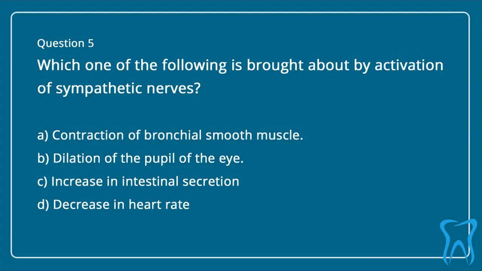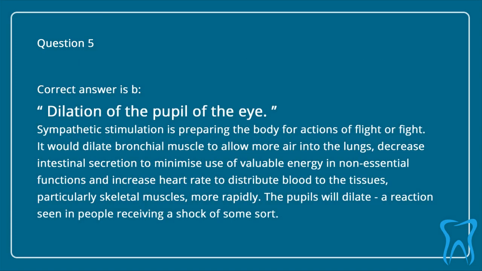Question 5. Which one of the following is brought about by activation of sympathetic nerves? A. Contraction of bronchial smooth muscle, B. Dilation of the pupil of the eye, C. Increase in intestinal secretion, D. Decrease in heart rate. Correct answer is B. Dilation of the pupil of the eye.